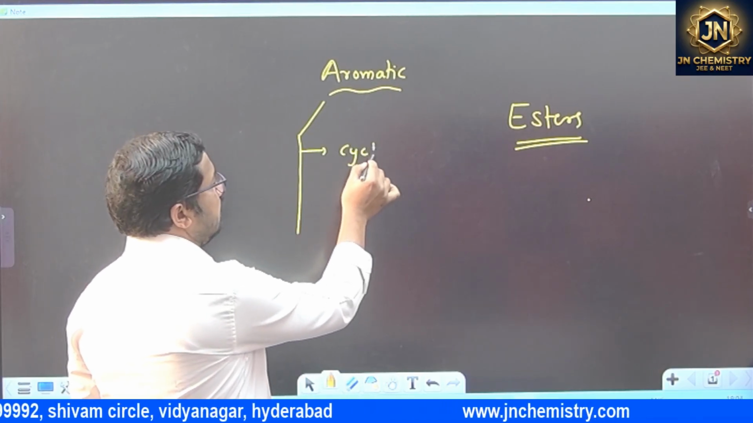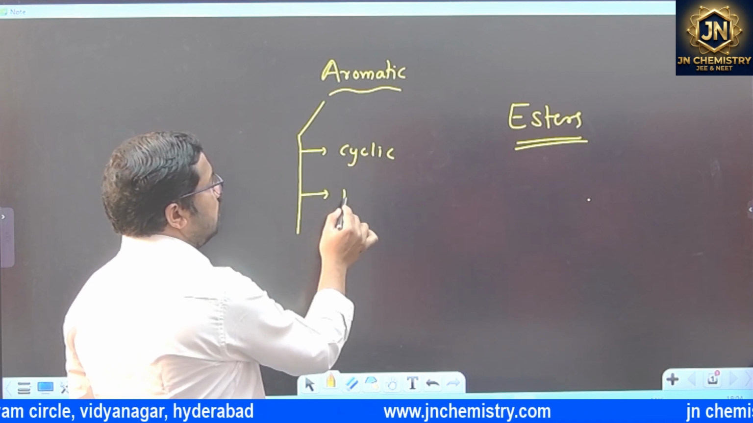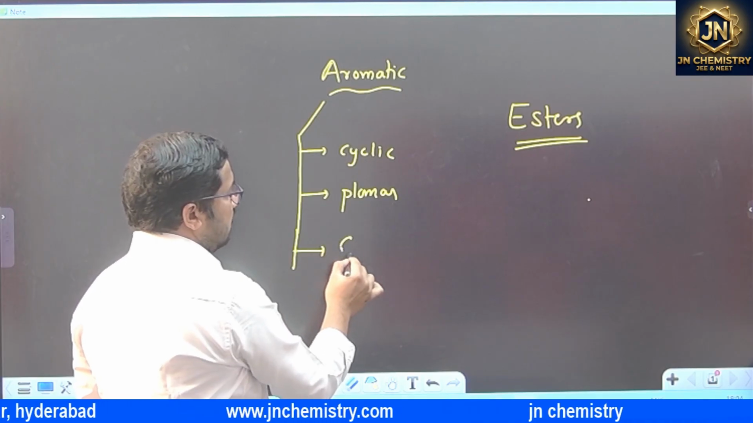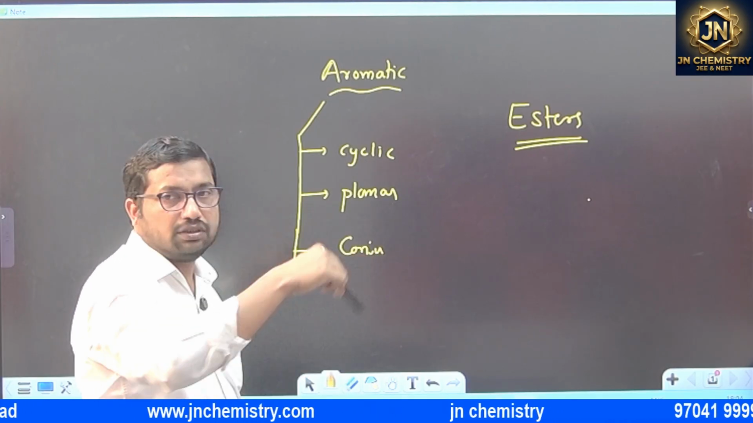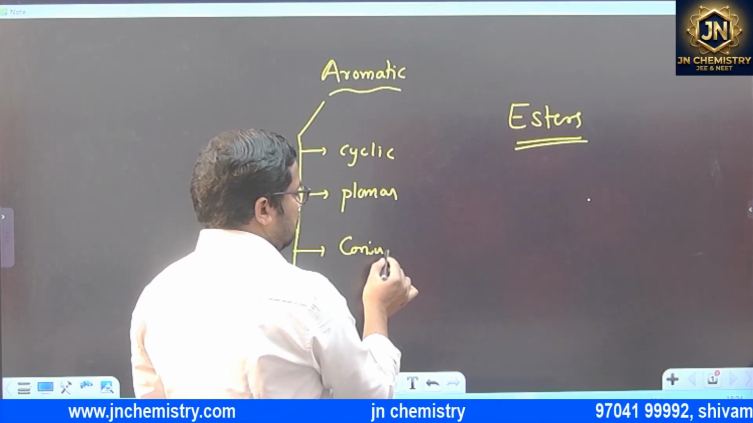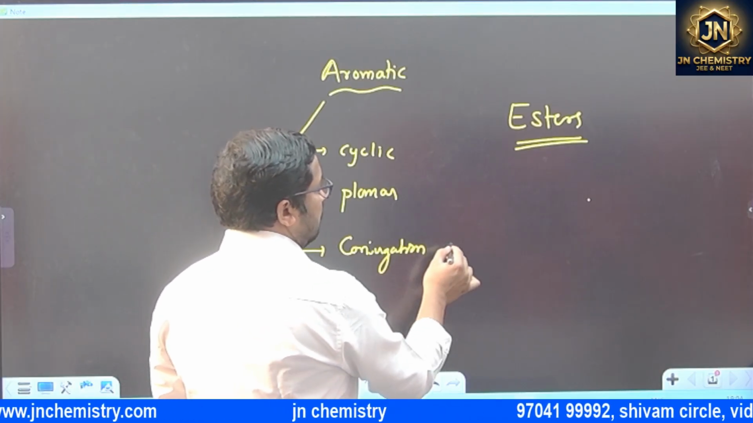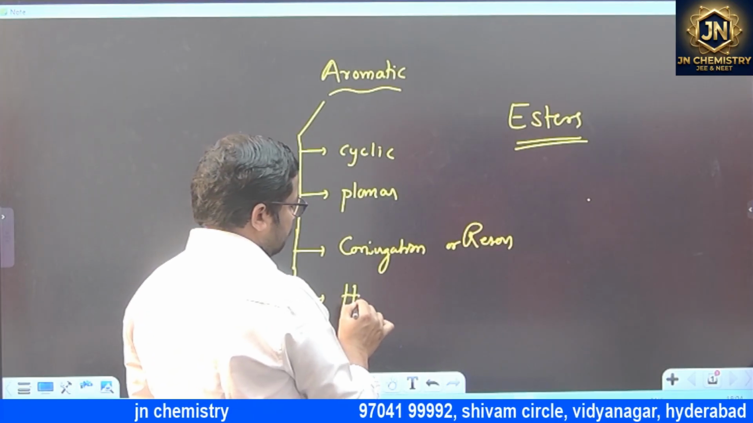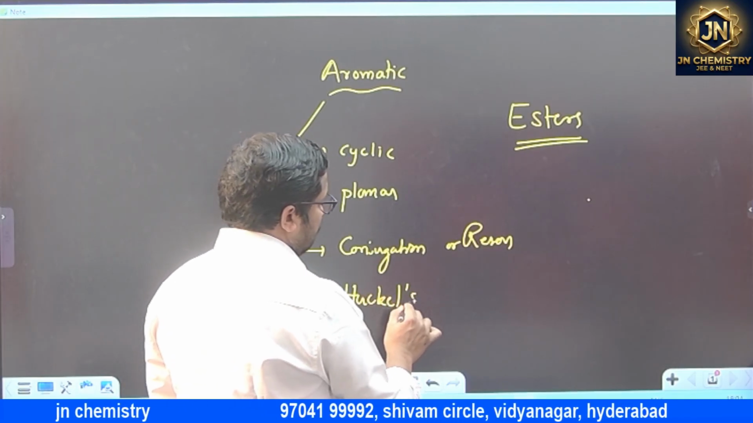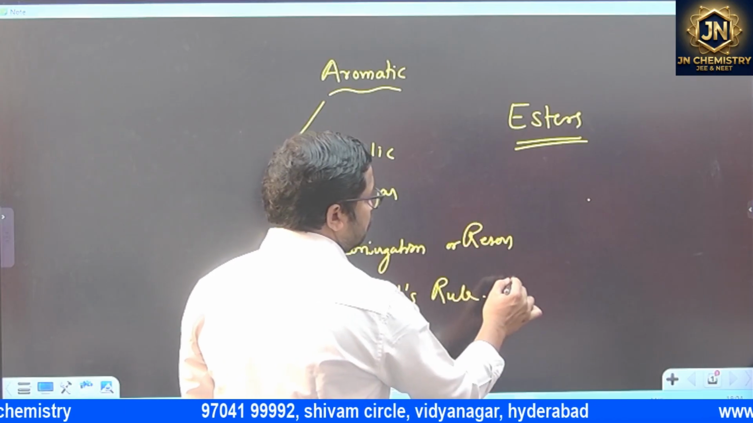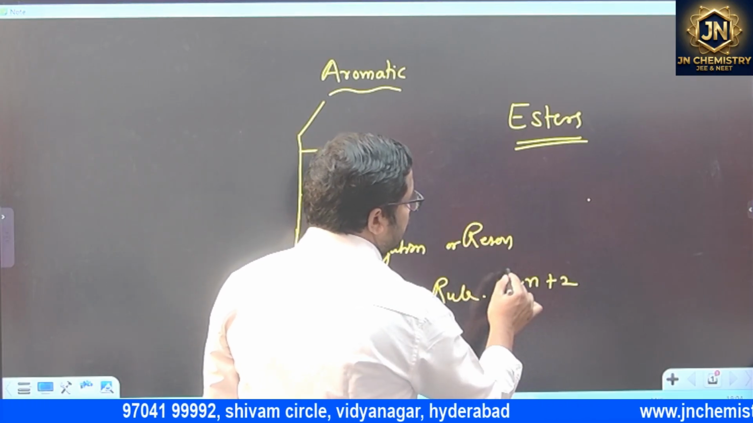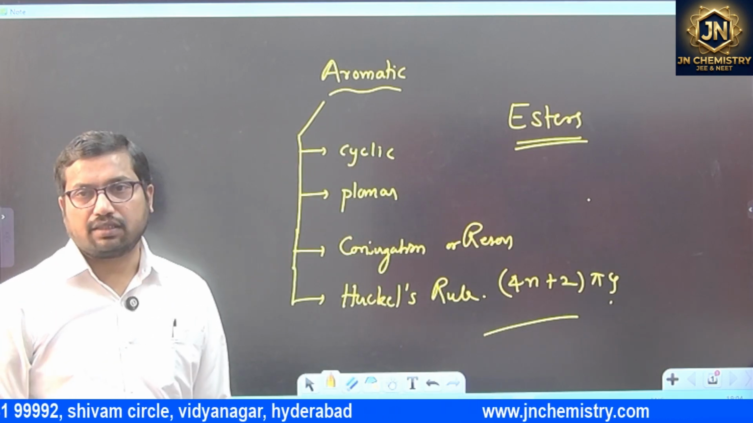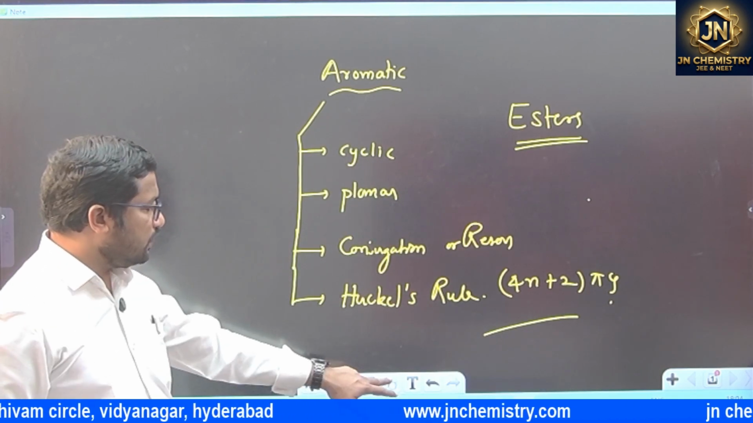The compound should be cyclic, it should be planar, it should have continuous conjugation or resonance, which obeys Huckel's rule. What is Huckel's rule? 4n plus 2 pi electrons. So what exactly are the 4n plus 2 pi electrons?